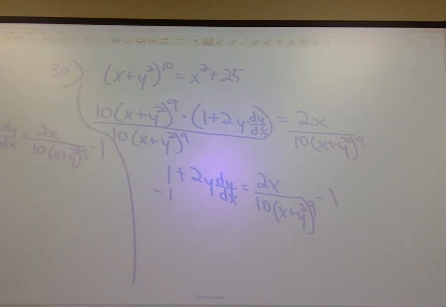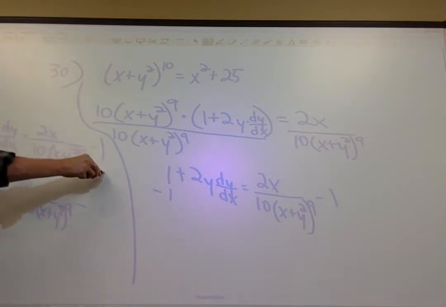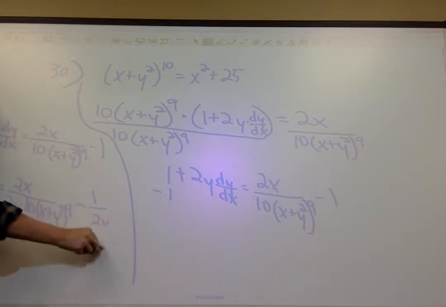Last step. Do you think it would help if I divided each term here by 2y? Would that be better than putting the whole thing over 2y? Think about it. If you divide this fraction by 2y, it's like multiplying by 1 over 2y. So that would be like 2x over 2y times 10 x plus y squared to the 9th. And what would this be? 1 over 2y if I divide them both by 2y.